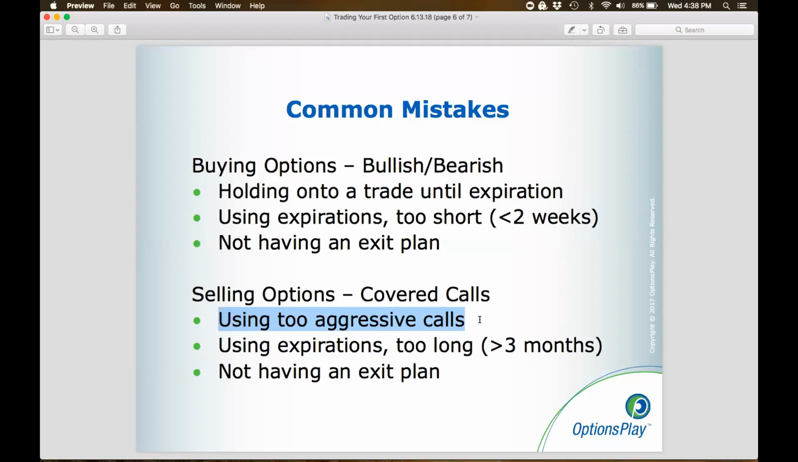A lot of times the stock maybe shoots pretty significantly higher and you're not able to participate in that because you've sold your stock at a relatively low cost basis. And this is all because you were trying to chase too much income in a short period of time.